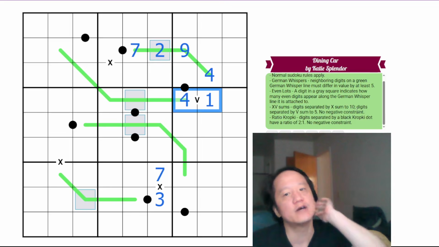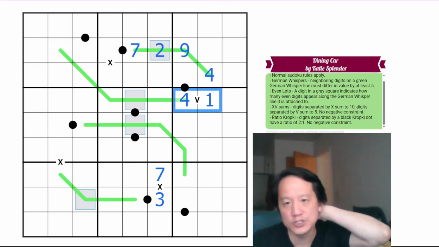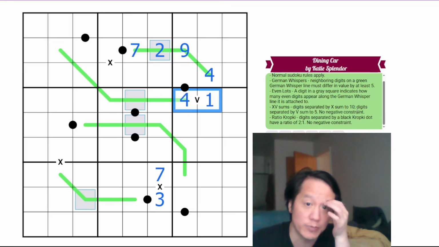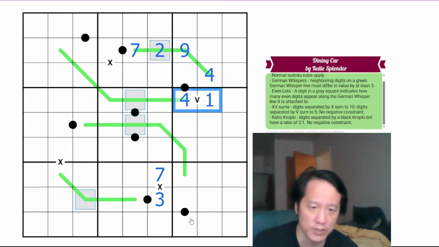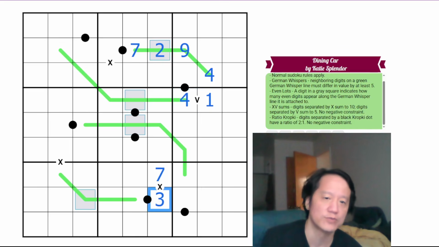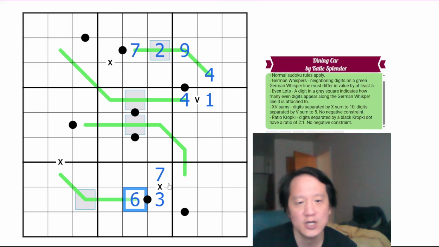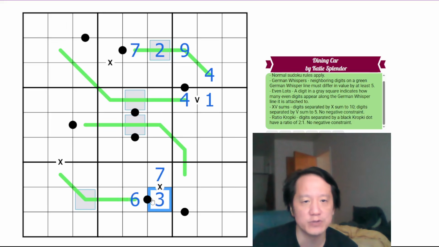And finally, we have ratio kropki dots, where digits separated by a black kropki dot have a ratio of 2 to 1. There is no negative constraint. So, for example, if this were a 3, this would have to be a 6, because these two digits must be in a 1 to 2 ratio with each other. And those are all the rules.